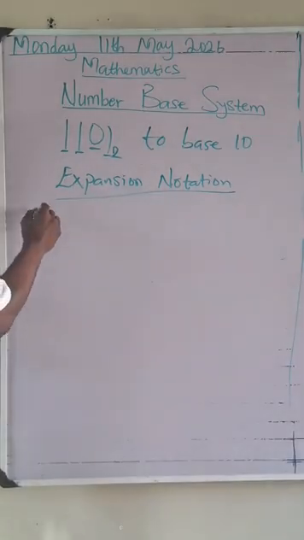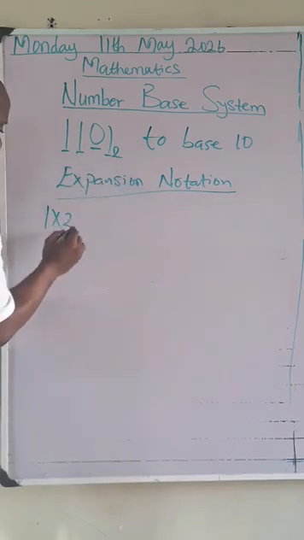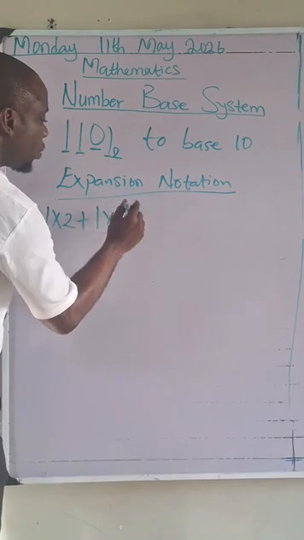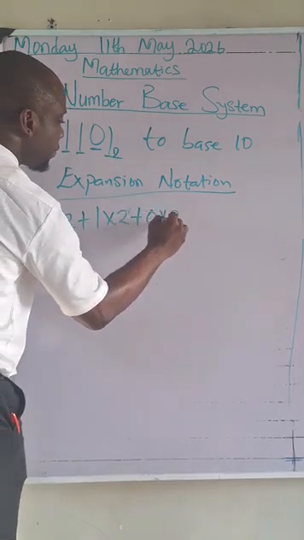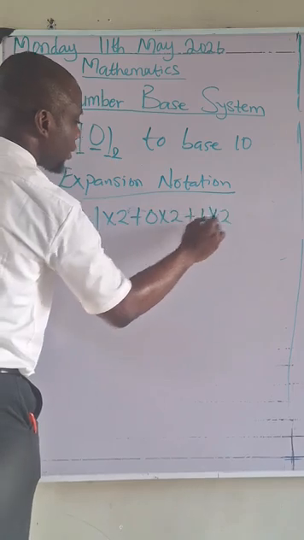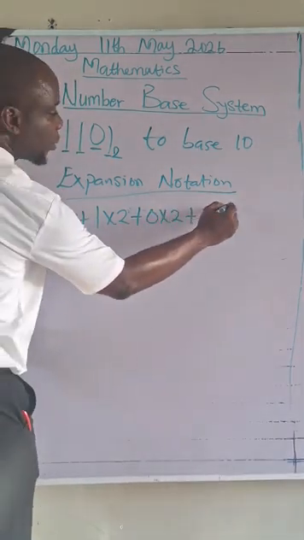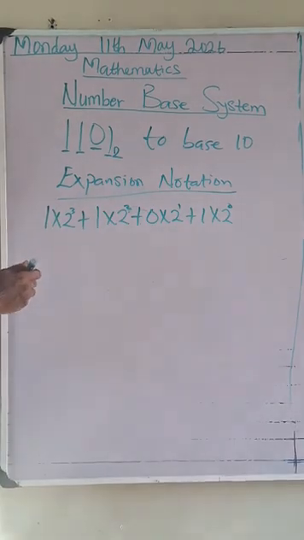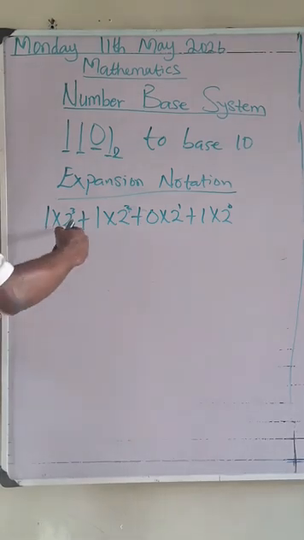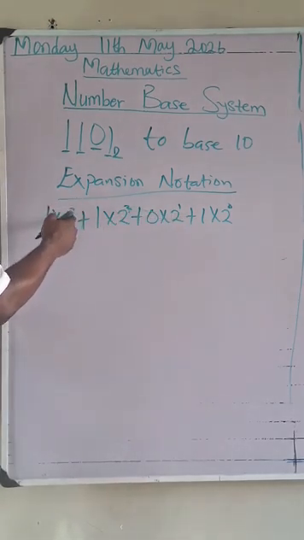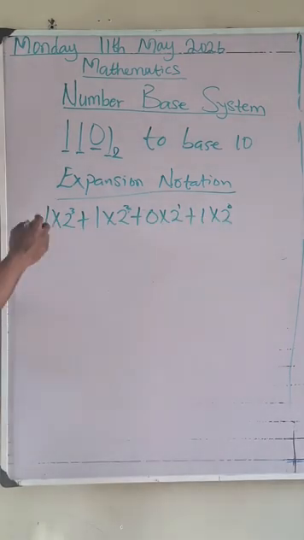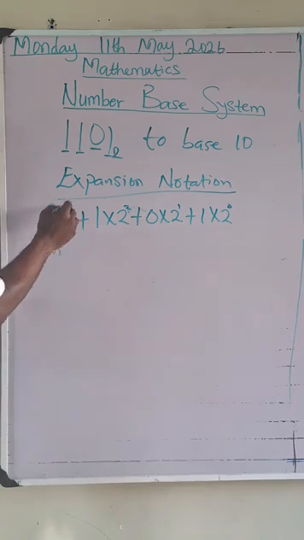So you have 1 times the base, plus 1 times the base, plus 0 times the base, plus 1 times the base. What do you do now? Go to the powers, 0, 1, 2, and 3. Are we together now? The next thing you need to do is evaluate each term so you can have a common term. This is called 1 times 2 raised to power 3.